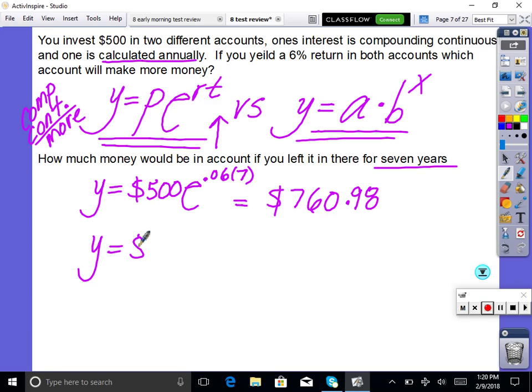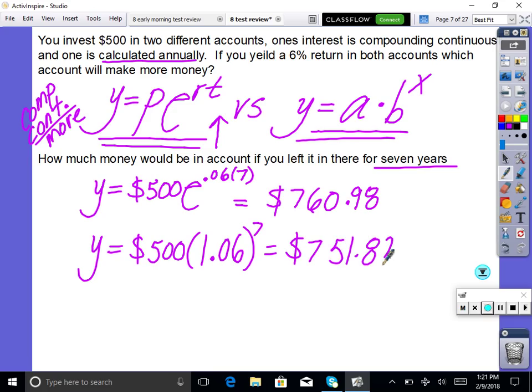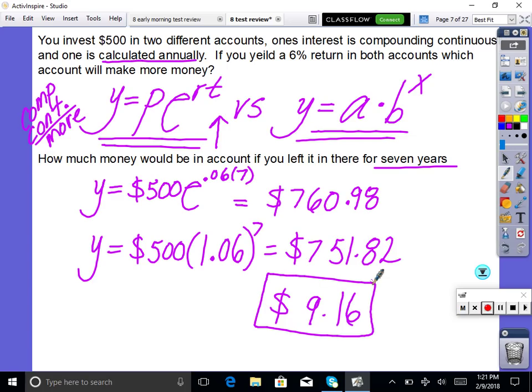Now, if we're going to just get interest once in the year or just getting it annually, then we would have our formula $500. Our growth factor would be 1.06. We do need to change that one. Raised to the 7th. And we would get $751.82. So the difference turns out to be $9.16 difference, which notice isn't very huge.